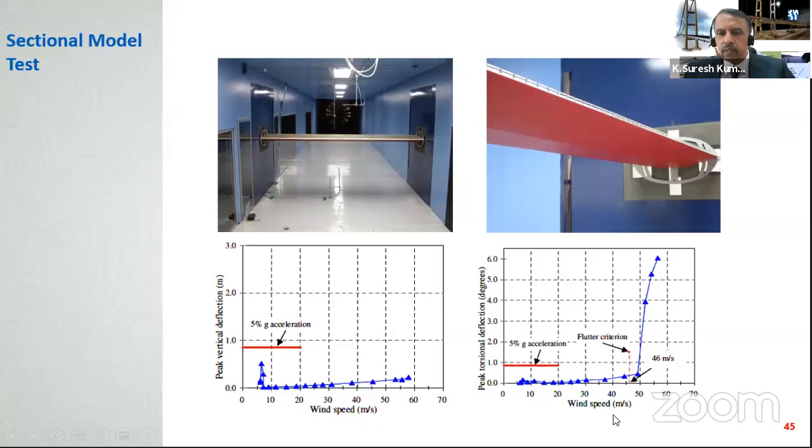passed. But if you look at the peak torsional deflection in degrees, it is taking off after the flutter criterion speed. This is a critical speed, 46 meter per second. So this is taking off after that. So there is no flutter issue on this bridge, but there is a vortex shedding issue, which is basically to be fixed through aerodynamics.